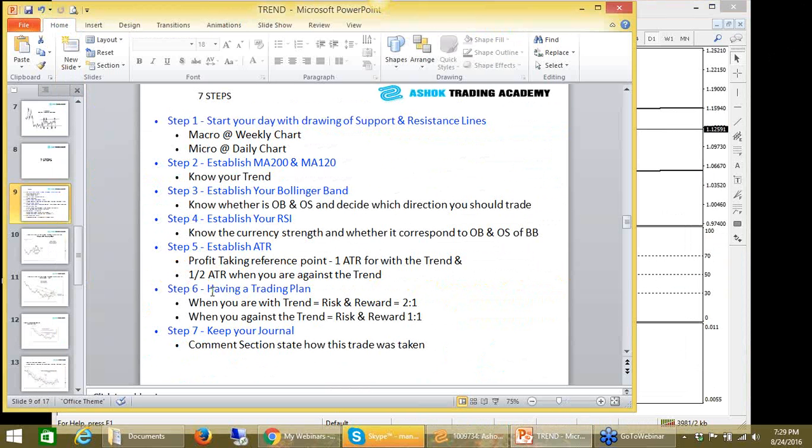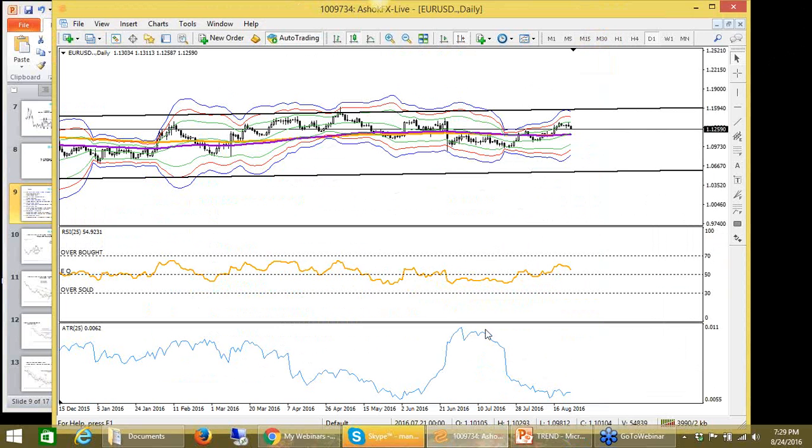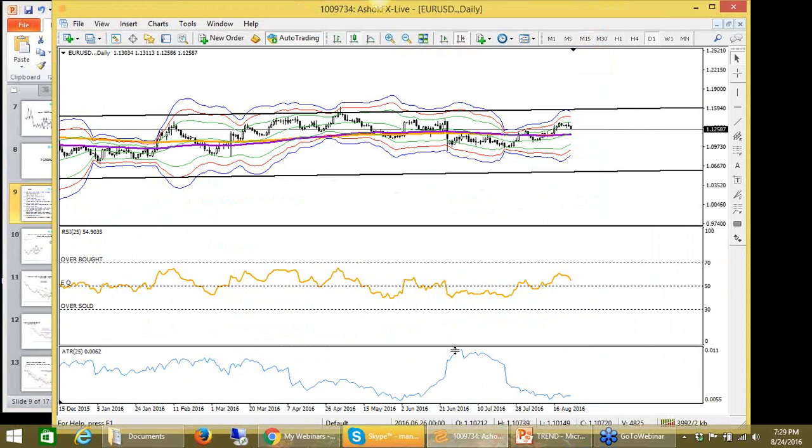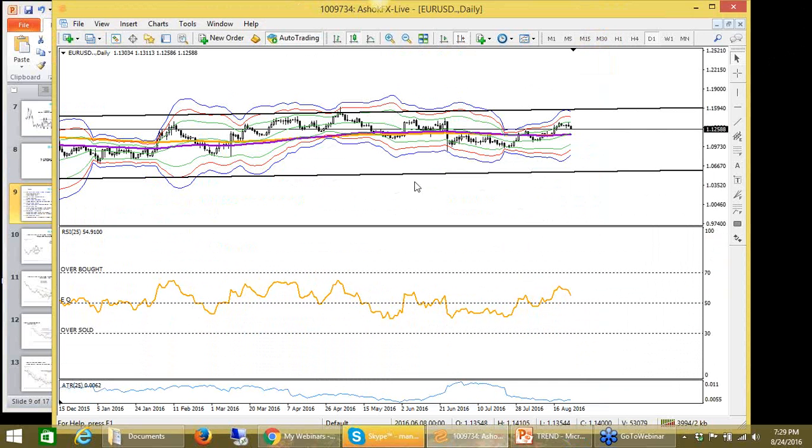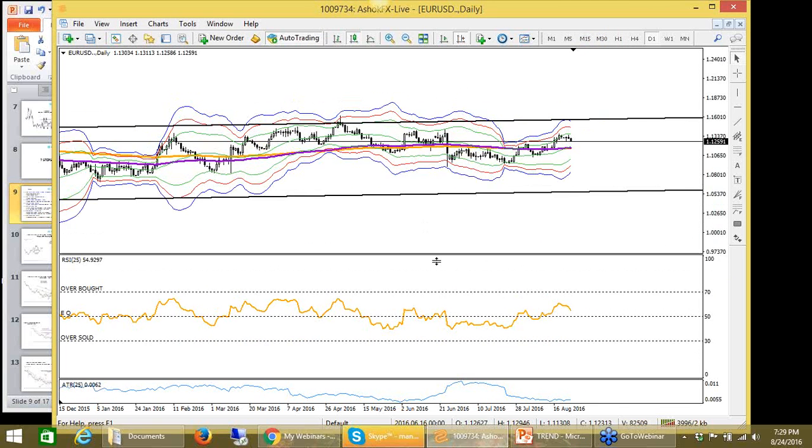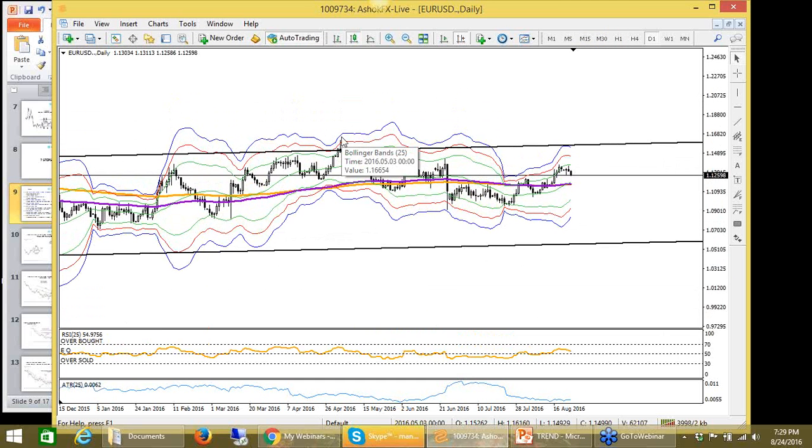After this, step number 7, trading plan. The reason is the risk reward. Risk reward is how much you are going to take. That's the meaning of the overbought and oversold condition. If it is the overbought condition, you take the trade, you take 1 ATR or 2 ATR, but you put the stop loss at 1 ATR. That's the meaning of a 2:1 ratio.